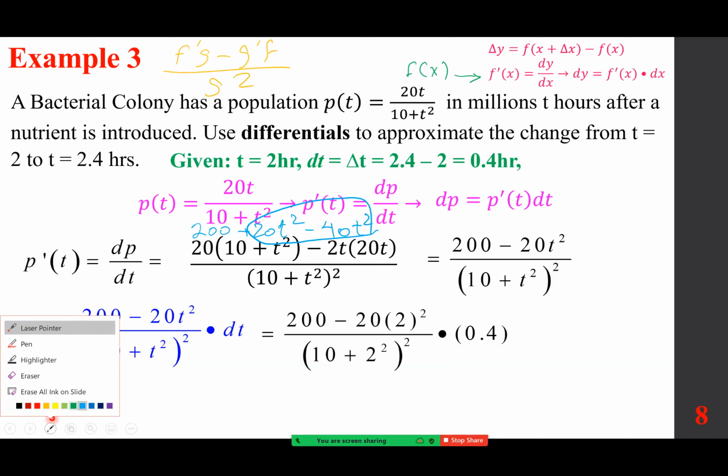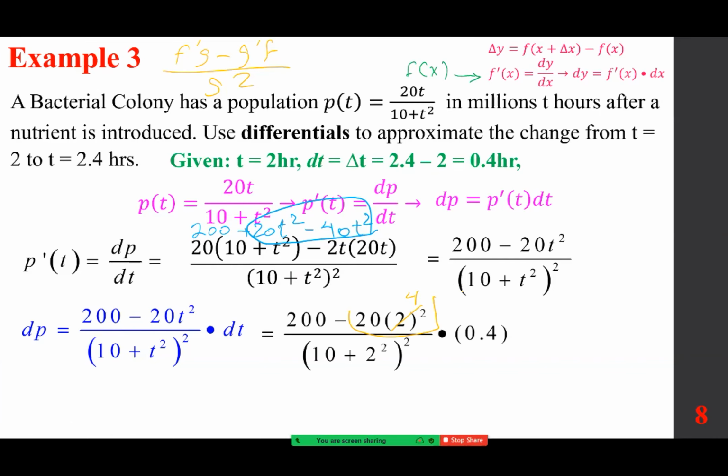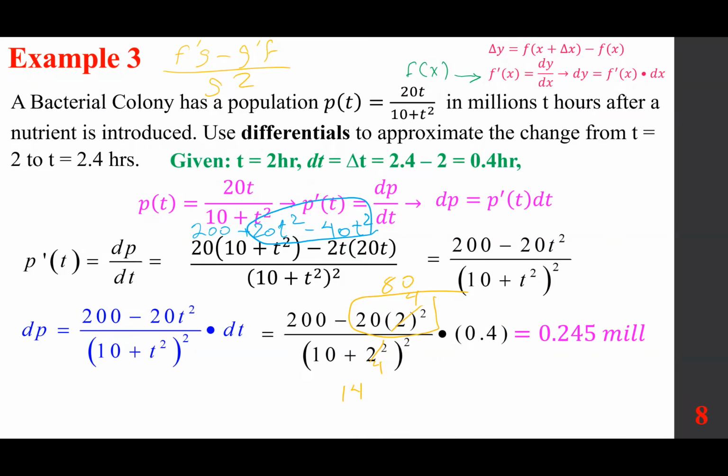Just in case, this is 4. This is 80, so 200 minus 80. This is 4. I'm making this 14. So 200 minus 80 divided by 14 squared, times 0.4, gives us 0.245 millions. That's how we arrive at that.